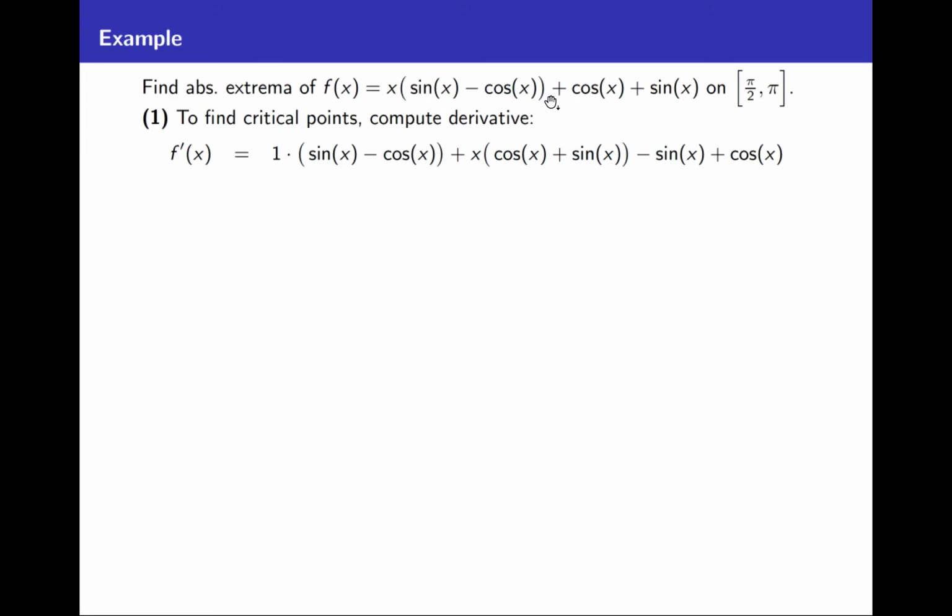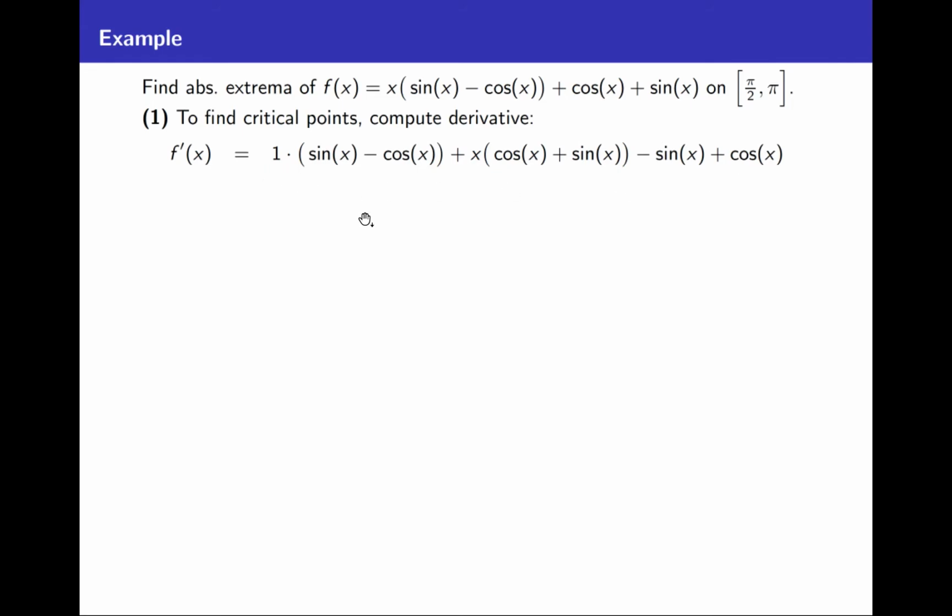So you've got to use the product rule first on this part. You get the derivative of x times sine x minus cosine x, plus x times the derivative of sine x minus cosine x, which is cosine of x plus sine of x. And then you have minus the derivative of cosine x, which is minus sine x, and then the derivative of sine x, which is cosine x.